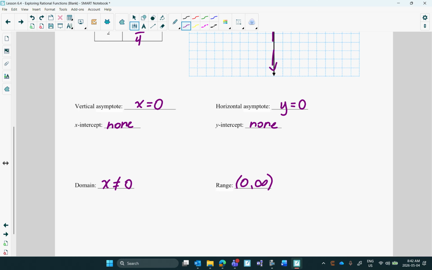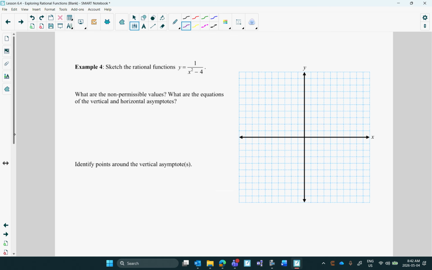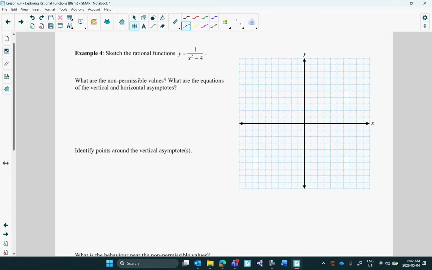What if we have some stuff down with the x squared? Some numbers, like this. Here's how we can graph this. Remember, what we want to do when we start graphing more complicated ones is do the asymptotes first, get some points around the vertical asymptotes, and sketch your graph.